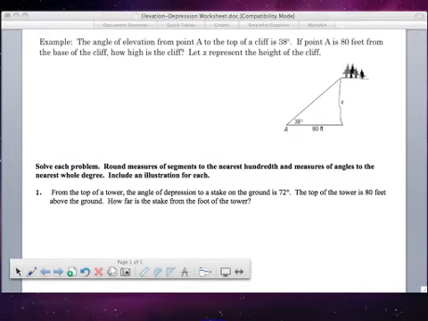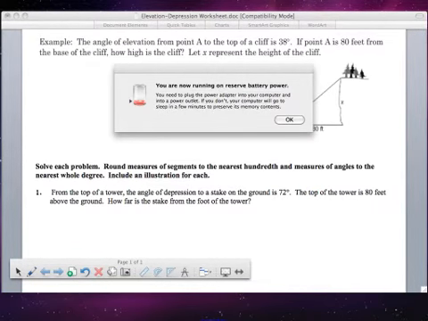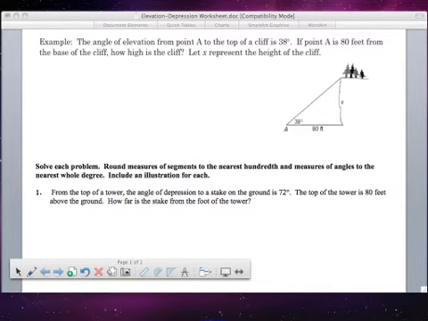All right, so the first example. It says the angle of elevation from point A to the top of a cliff is 38 degrees as shown in the diagram. It says if point A is 80 feet from the base of the cliff, how high is the cliff? Okay, so we want to let X represent the height of the cliff, and so in other words, here's your diagram. Solve for that X right there.